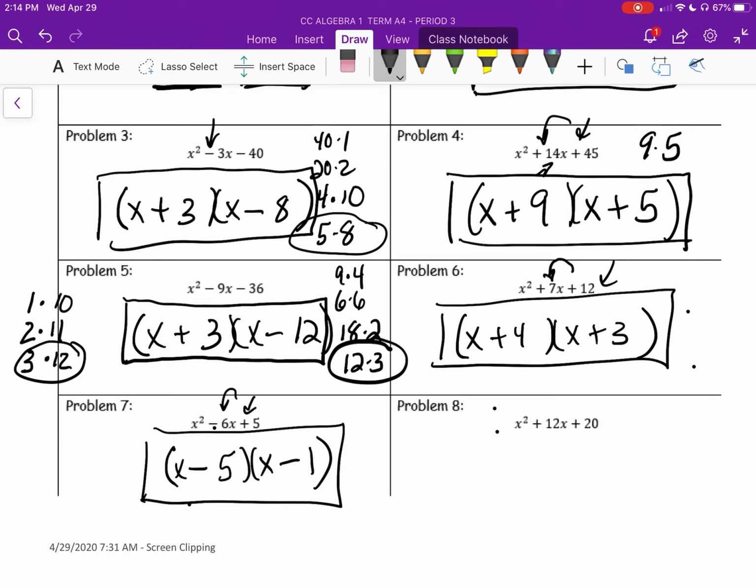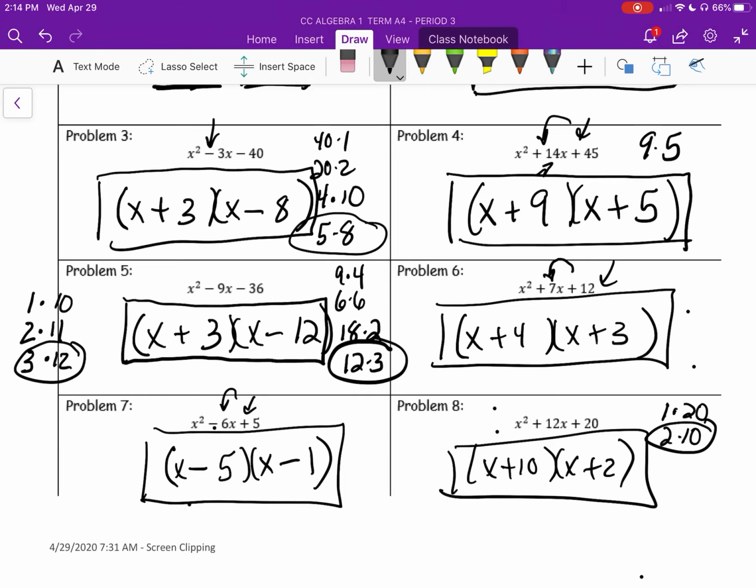And our last example is factors of 20. So I'm going to write them out here. I have 1 times 20. I have 2 times 10. And I already noticed that the 2 and the 10 add up to 12. So it's x plus 10 times x plus 2.